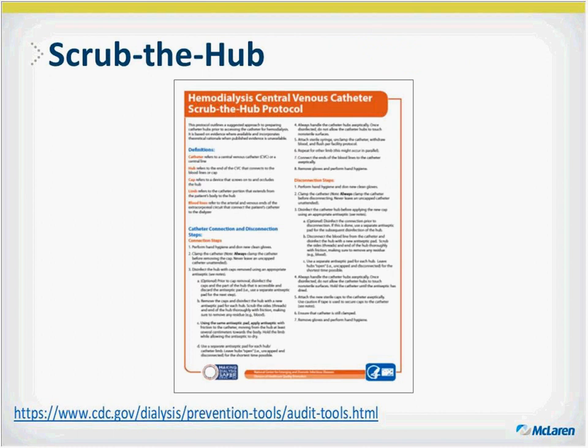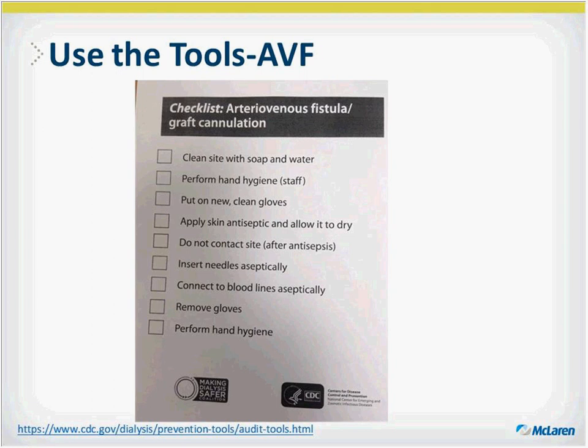Probably everyone's familiar with this in the dialysis industry, the scrub the hub policy. I just included that because that's something that we use as well. The checklist we use for arteriovenous fistula cannulation: we had one patient from each shift complete this form on our technique last year, and we probably will have our patients participate in checking us off on our audits as well, and I'd be interested to hear if anybody else is doing that with their patients.